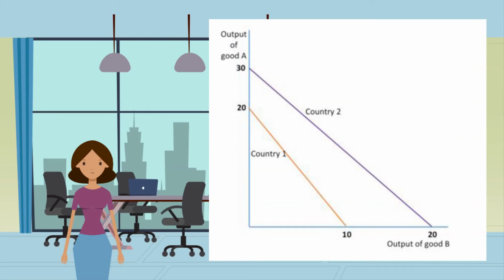Example 3. Country 2 has an absolute advantage in producing both goods, but Country 1 has a comparative advantage in producing good A. The opportunity cost in the UK of 1 of good B is 1.5 of good A, and the opportunity cost in Italy is 2 of good A. Italy has a comparative advantage in producing good A, UK and good B.